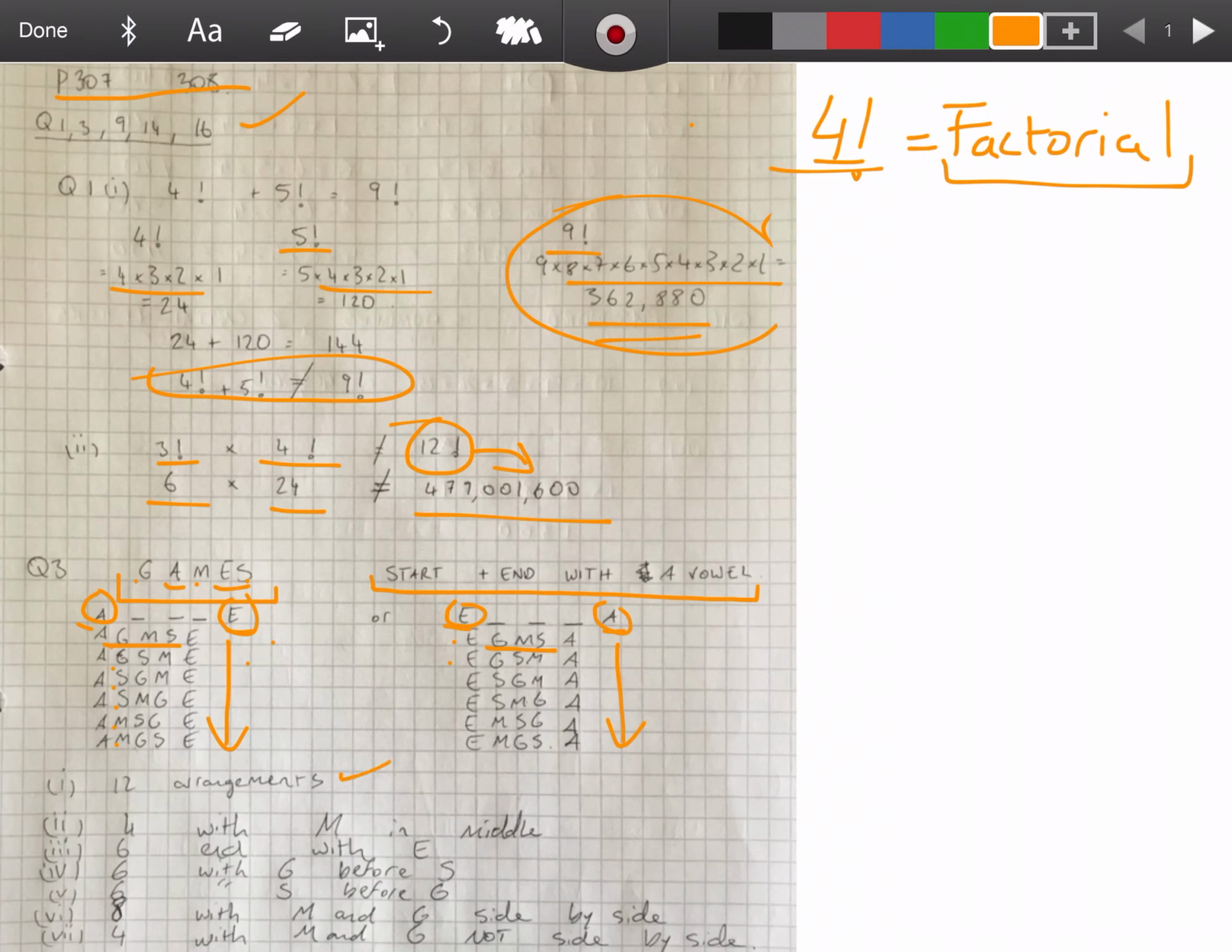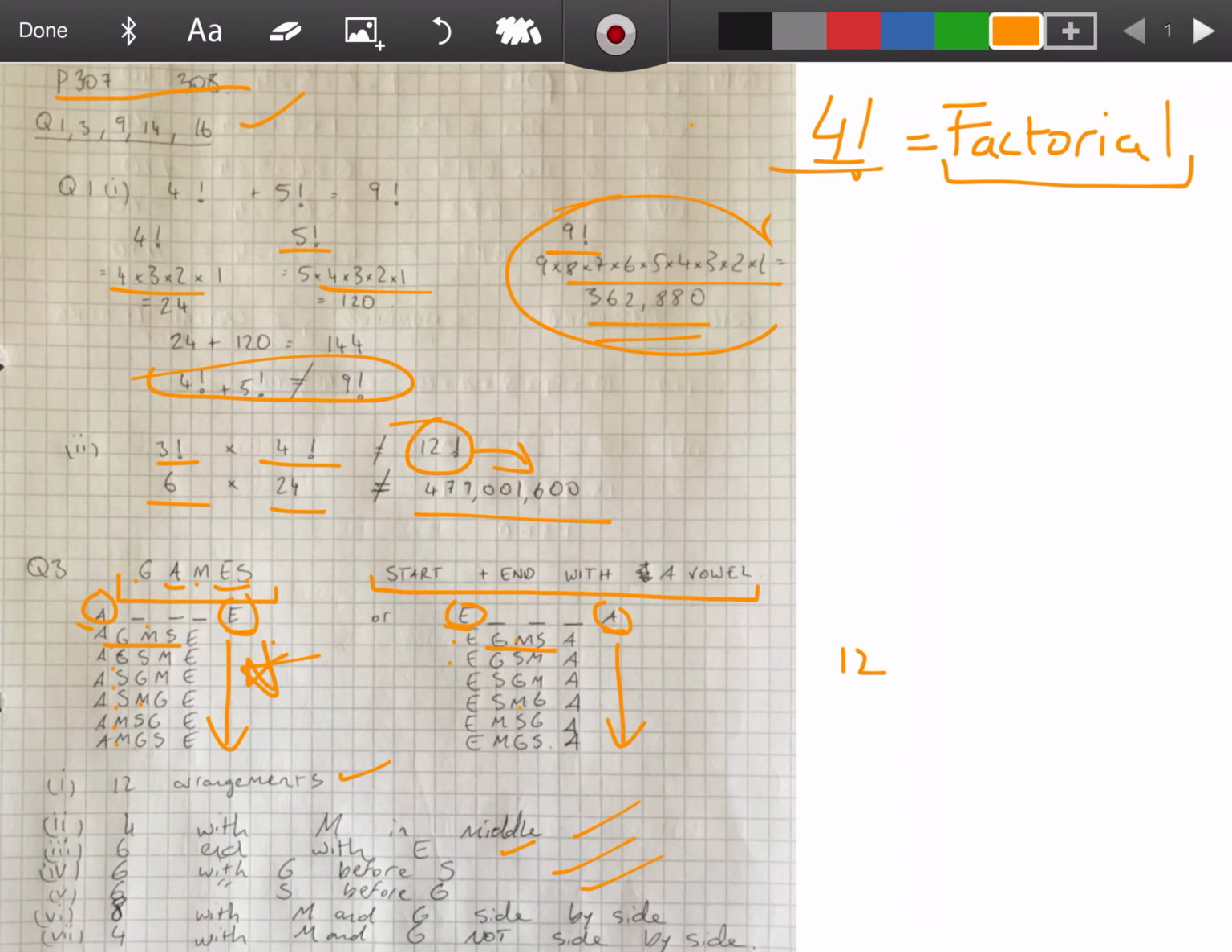How many have M in the middle? So you're just looking for which ones have M in the center, and I can see 1, 2, 3, 4. So there's 4 of them with M in the middle. 6 of them end with the letter E, because that's all of these ones on the left hand side here. 6 of them have G before S. Again, you can look through them and tick off which ones apply, but it's 6 in this case, and then with the other way around it's 6 also, because I'm looking at 12.